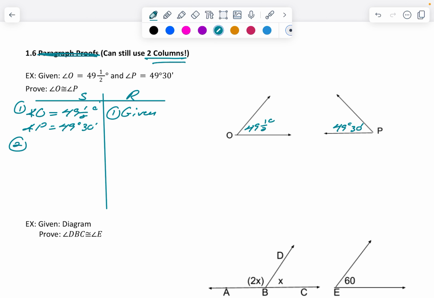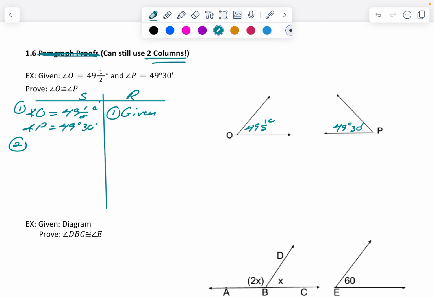And if 2 angles are congruent, that means they have equal measure. So you might look at these and say, well, yeah, they're the same, but they don't look the same right now because they're in different units. So we either need to change 49 and a half degrees to degrees and minutes, or change the 49 degrees, 30 minutes to just degrees. I'm going to stick with the 49 and a half degrees.